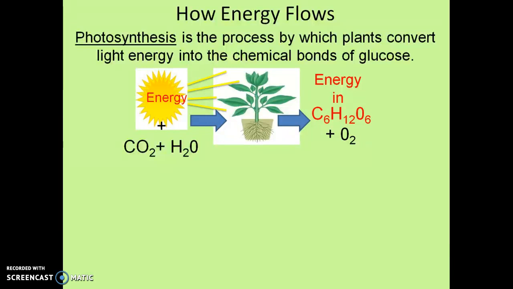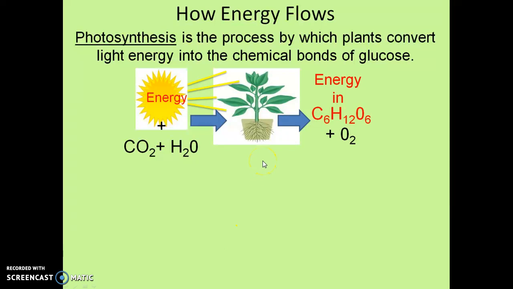So first we want to know how energy flows. We know that plants get their energy from the sun, and the ultimate source of energy for everything is the sun. So photosynthesis is the process by which plants convert light energy into the chemical bonds of glucose. Glucose is what we use for energy, and it's also what the plants break down to get their energy as well. So glucose is a major source of energy here.